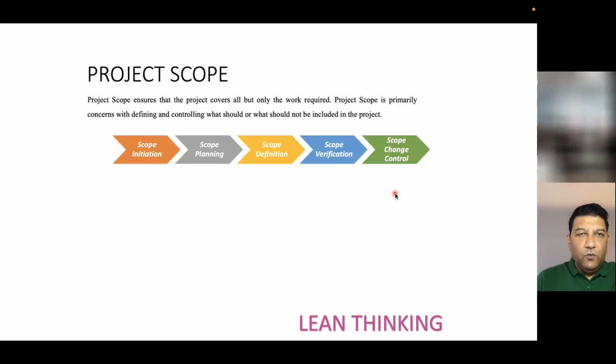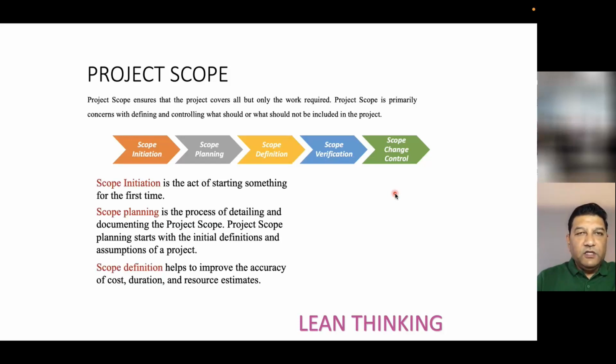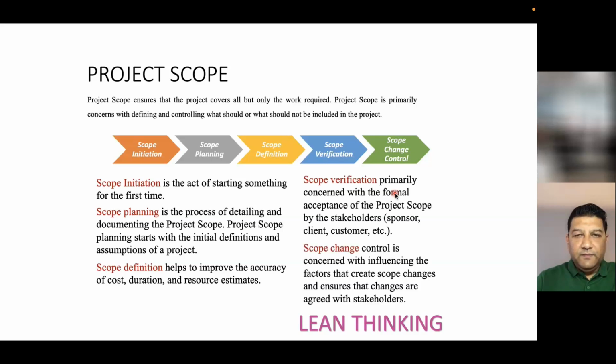Now, project scope. Project scope has 5 steps. In that, we have scope initiation, which is the first step, and that ensures that the project covers all, but only, the work required. So we have to come up with a project scope first, and that is your first task for this assessment. When you're coming up with a project scope, you look at the 5 stages in the project scope.